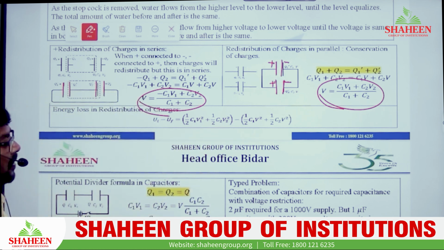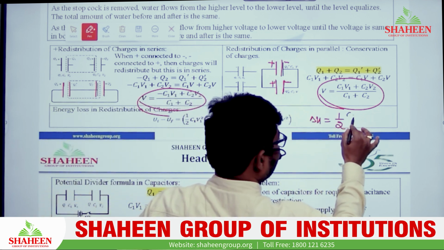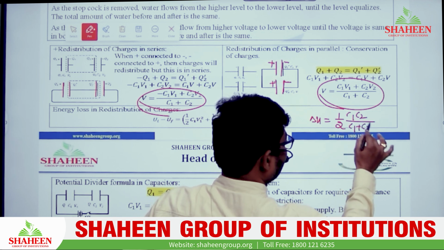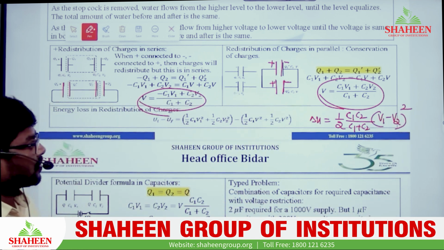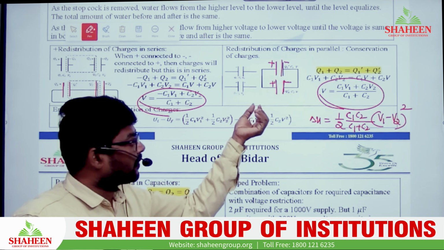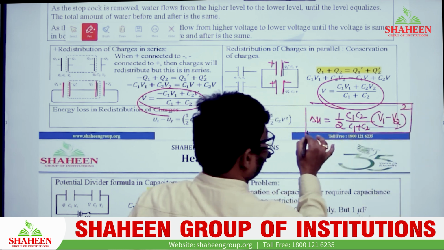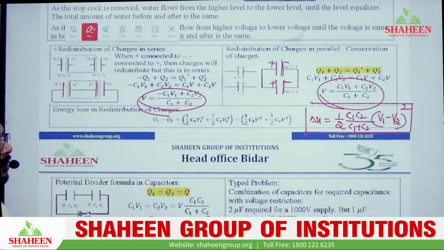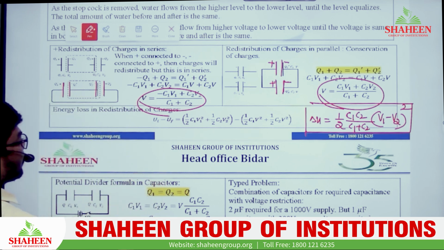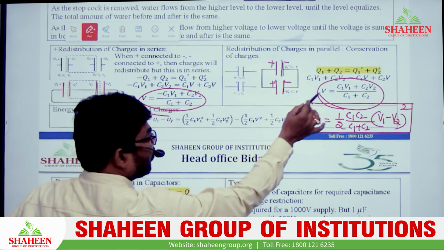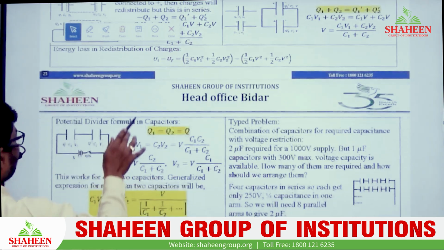And what is the loss in energy in this case? Loss in energy, delta U is equal to half C1 C2 upon C1 plus C2 into V1 minus V2 whole square. One capacitor loses charge, it will give to another capacitor. So this is the energy stored in the capacitor, the common potential of the capacitor, and the energy loss in the capacitor.